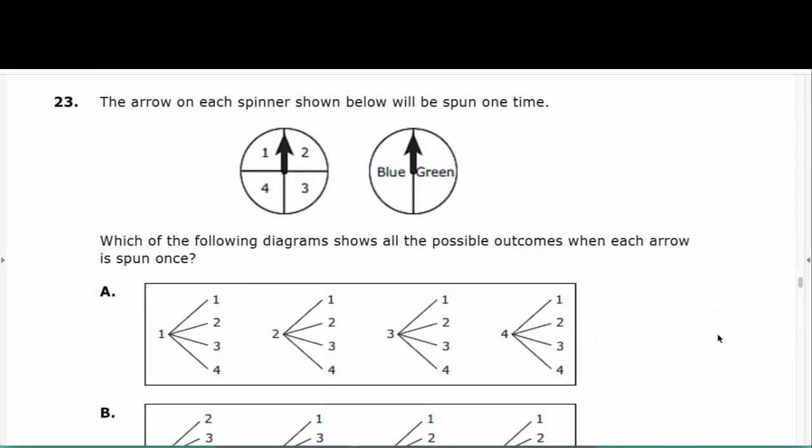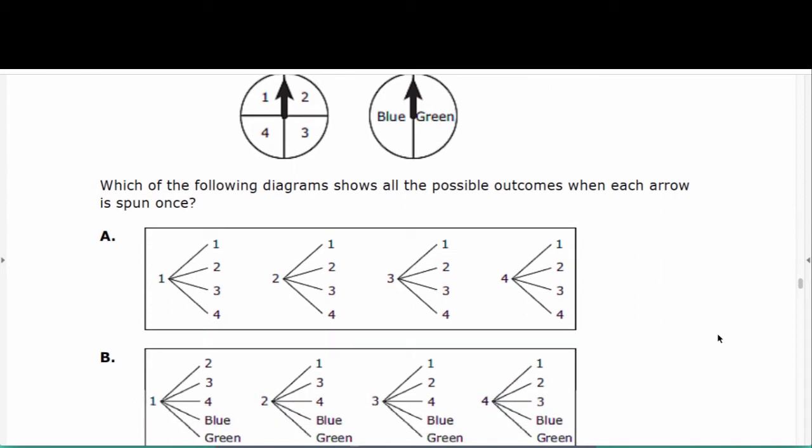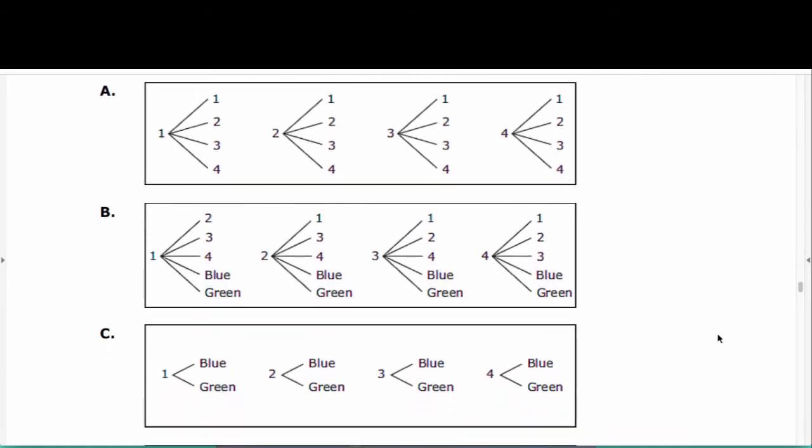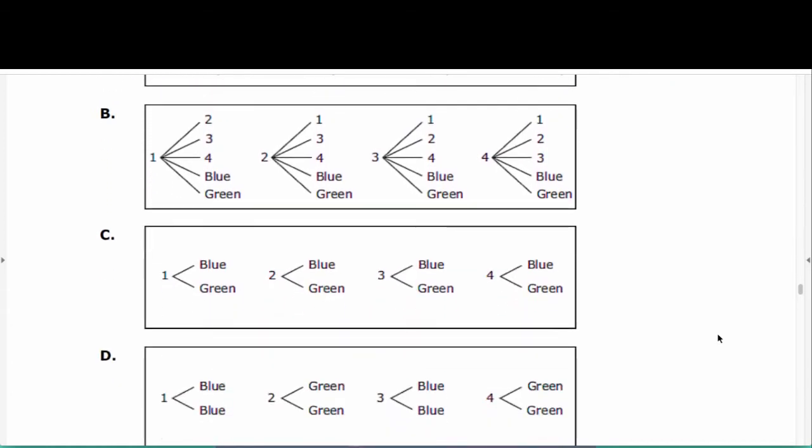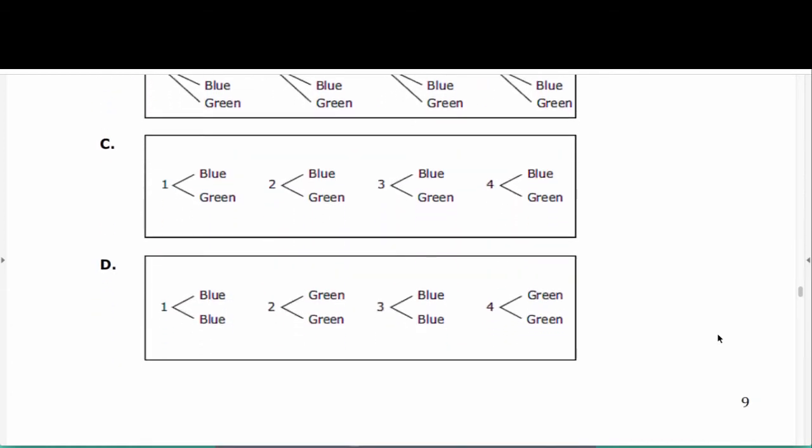Question 23. The arrow on each spinner shown below will be spun one time. Which of the following diagrams shows all the possible outcomes when each arrow is spun once? A, B, C, D.